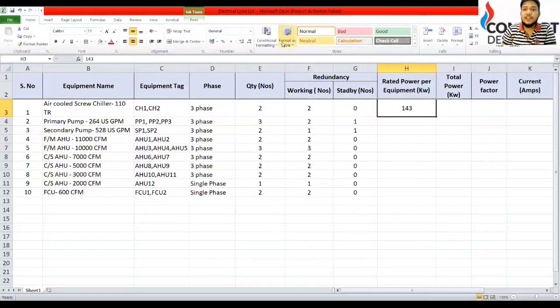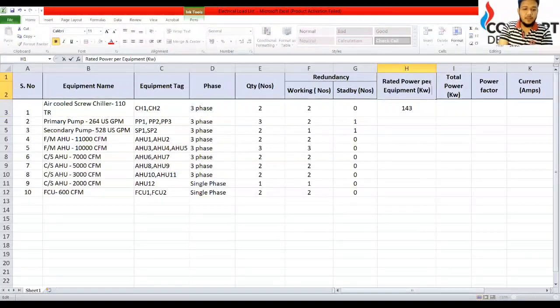This value, where will we take it from? We will take this value from the manufacturer. I'm just reminding you, the manufacturer will provide us a technical detail, and in that we have the particular rated power. That is the rated power at full load. I will just write it: at full load.